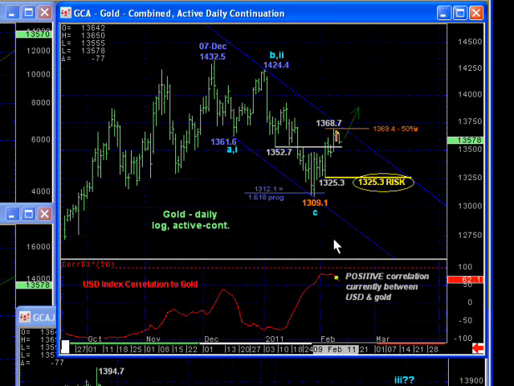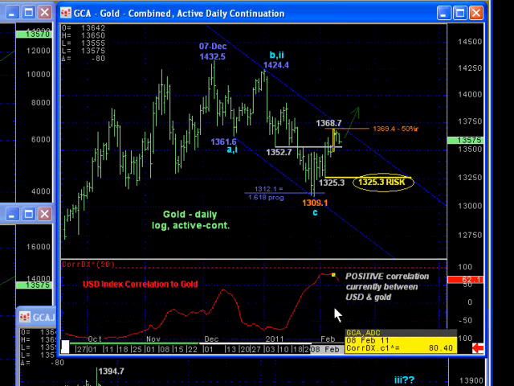It's also important to note that over the course of the past month or two, there's been not only no correlation between the gold market and the U.S. dollar index. If anything, there's been a recent positive correlation between the two. But historically, there's a negative correlation.